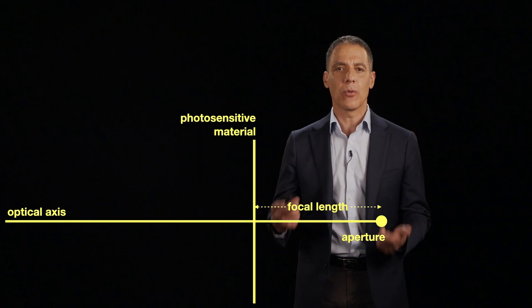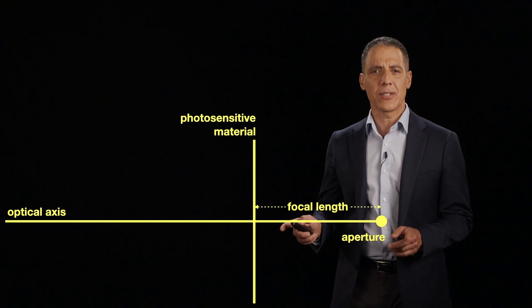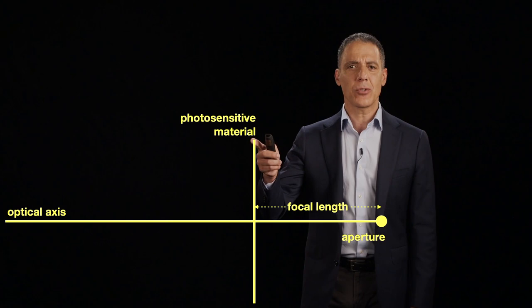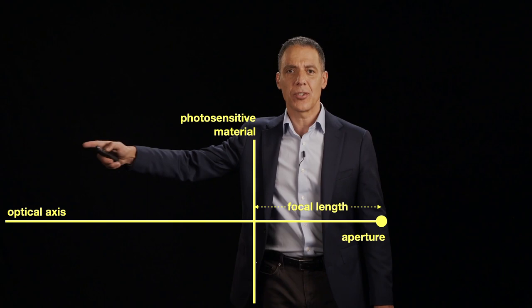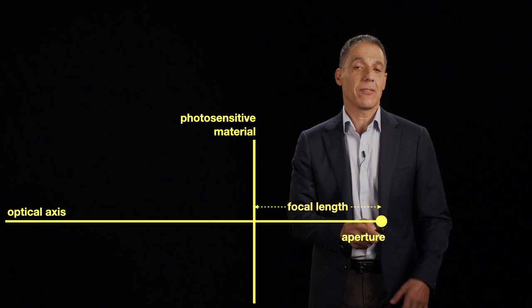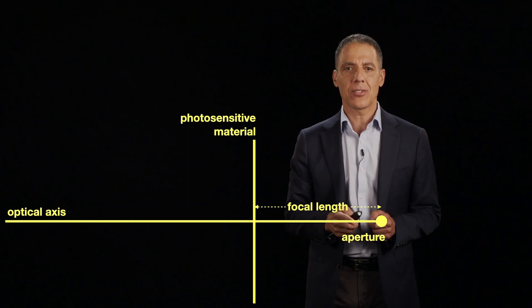So notice here that I've drawn a slightly different camera. I've got all the parts here, but they're wired up a little bit differently. First of all, I've got the photosensitive material here. I've got the optical axis going out this way, so the world is here. But notice now that the aperture is behind the camera, which of course makes no sense, and in fact is not physically plausible. But you're going to see in a minute why I've done that. So I've still got the same focal length, the distance between the aperture and the photosensitive material.